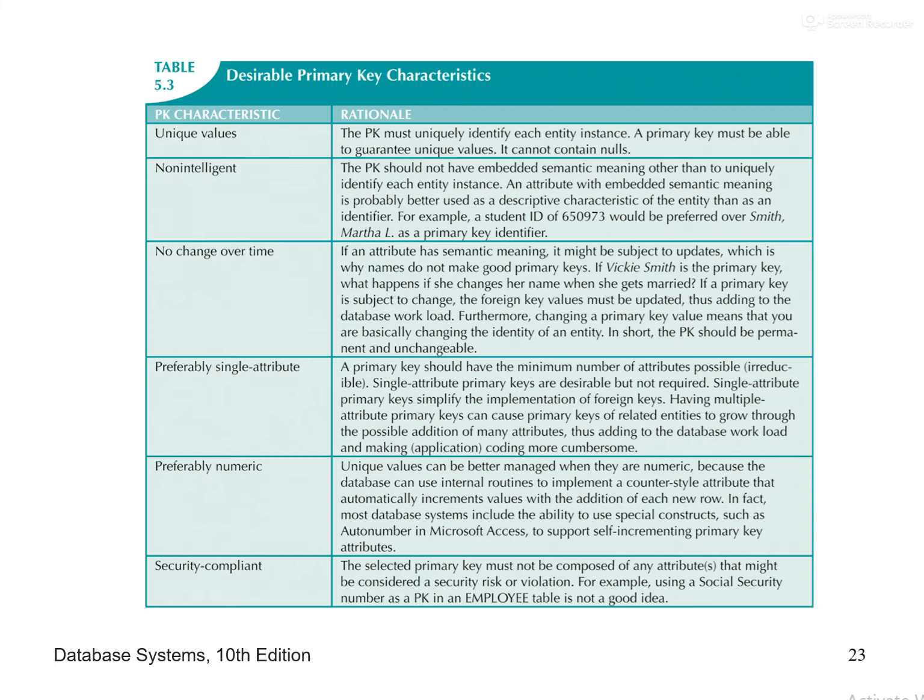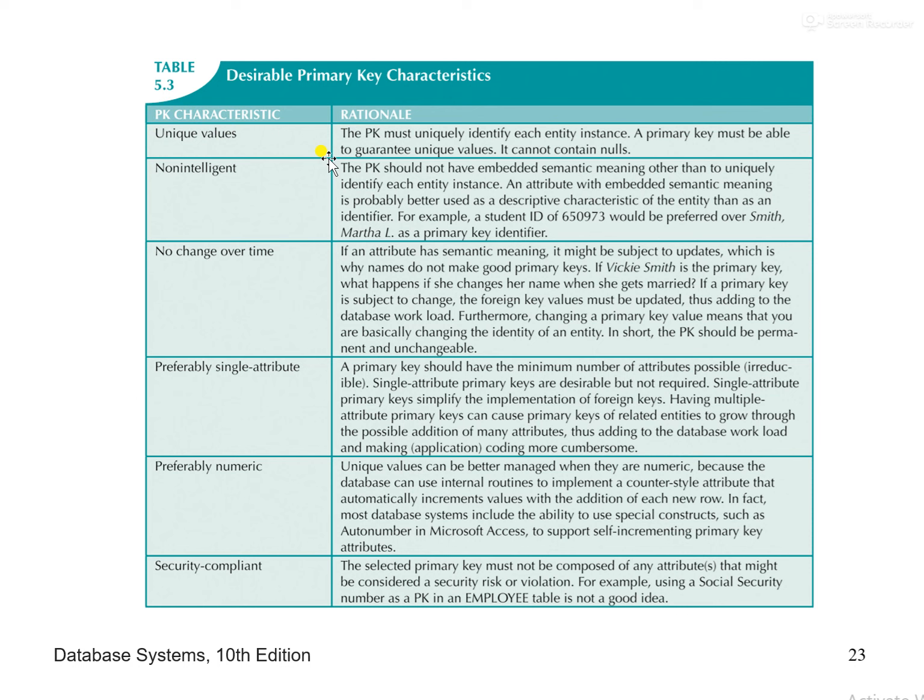Okay, so here in this table we list some of the desirable properties of the primary key. First property, that attribute should be chosen as a primary key which has a unique value. Unique value means its value should not be repeated for any occurrence of an entity or any entity instance. Okay, it should be unique.